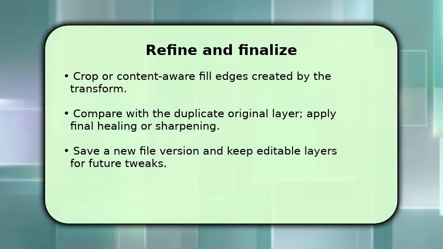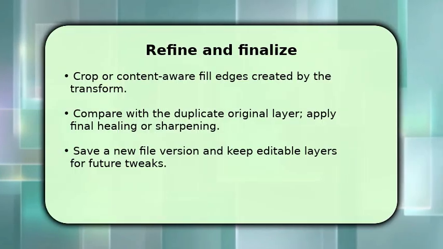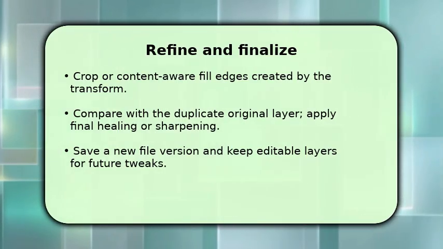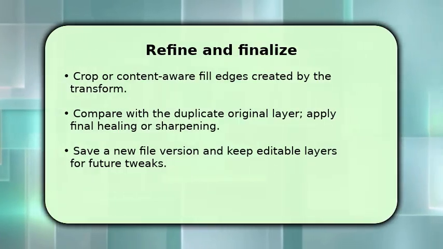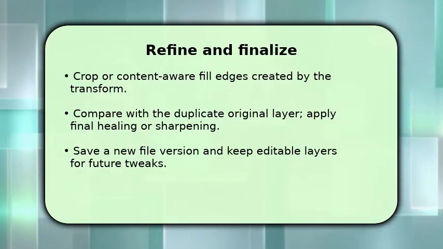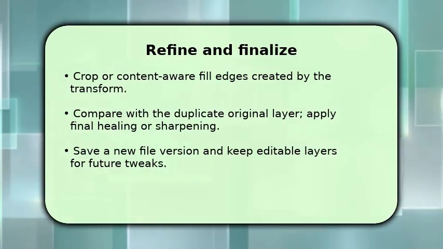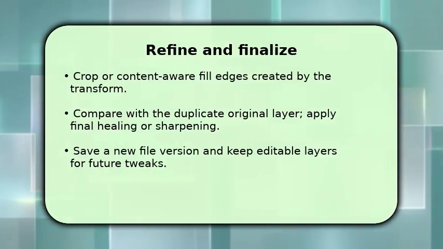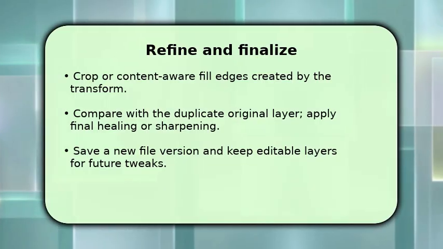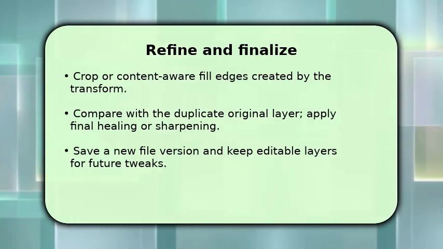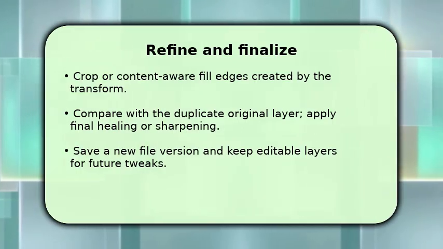You finish by tidying up artifacts and empty edges created when you corrected perspective. Use cropping or content-aware fill to reclaim composition. Then, compare the corrected layer against the duplicate original to confirm proportions and make small fixes with healing, clone, or a subtle sharpen. Make sure to save as a new file version and preserve editable layers. This lets you revert if the correction needs adjustment. If things still look off, check that your vanishing point assumptions were correct and reapply a gentler transform.